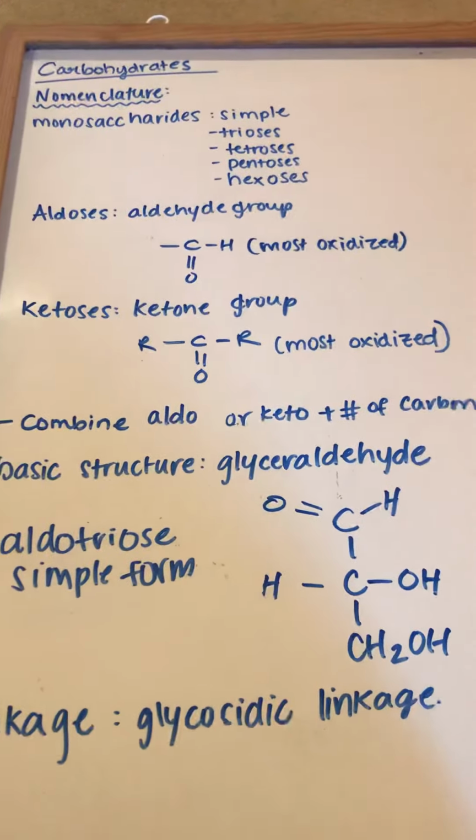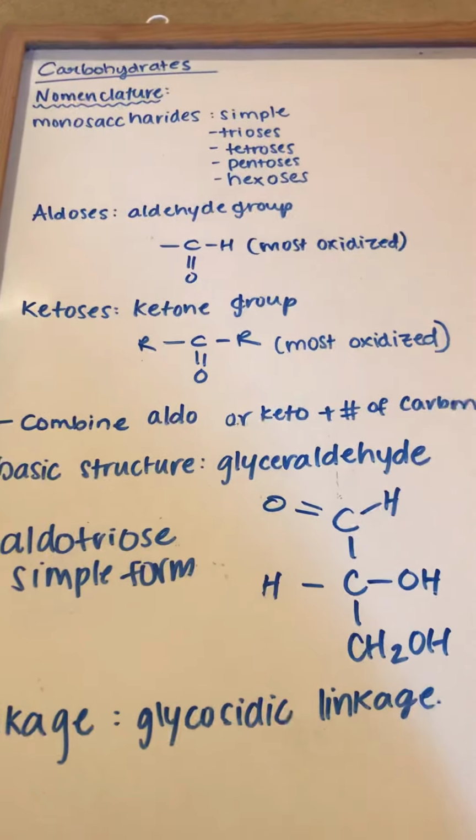So I'm going to start off with the nomenclature in this video. Many carbohydrates are monosaccharides, meaning that they're the simplest forms, and you usually just number them based on the number of carbons that you see in the structure. If you just have 3 carbons, it's going to be called a triose. If you see 4 carbons, it's going to be called a tetrose. A pentose is a sugar with 5 carbons, and a hexose is a carbohydrate with 6 carbons.